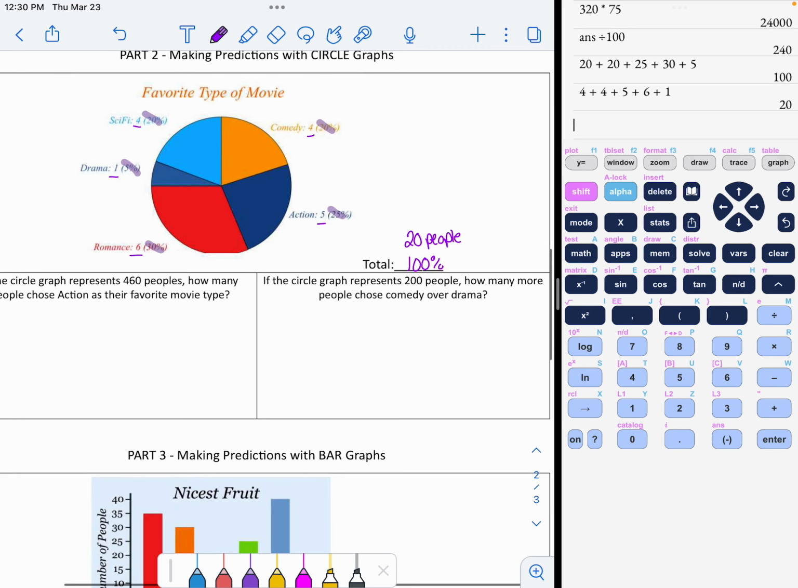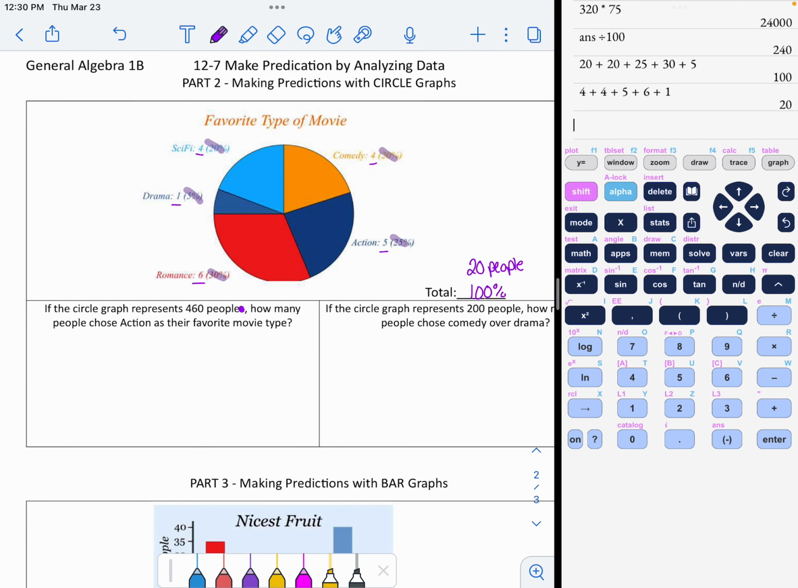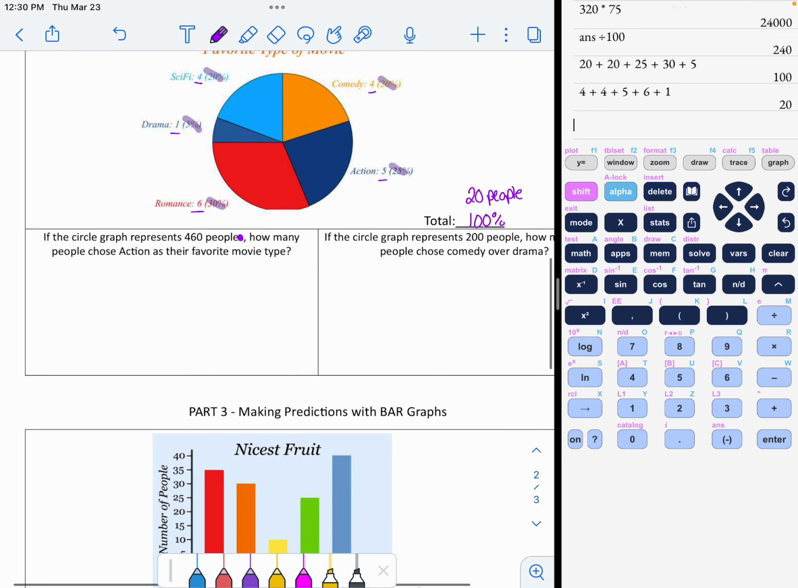All right, so now they're going to say if, that shouldn't say peoples, that should say people. I'm going to fix that on my end over here too. If the circle graph represents 460 people, how many people chose action as their favorite movie type? So let's go ahead and take this circle graph and apply it to 460 people instead. So here's what we're going to do. We're going to look at action, and I see that action is 25%.